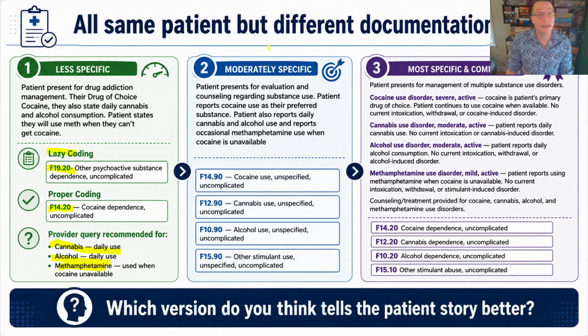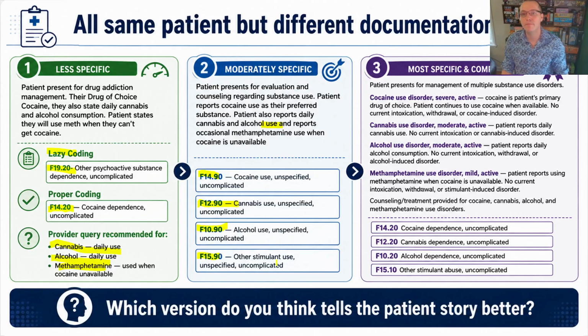Let's say in the second scenario, patient presents for evaluation and counseling regarding substance use. Patient reports cocaine use as their preferred substance. Patient also reports daily cannabis and alcohol use, and reports occasional methamphetamine use when cocaine is unavailable. Now we're getting better there because we have the use reported each and every single time throughout. It's not just simply daily consumption. The provider's actually utilizing use in their statements. So now we can get away with assigning all of these additional drug codes for it.